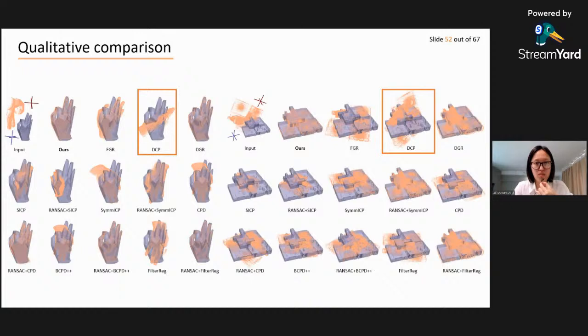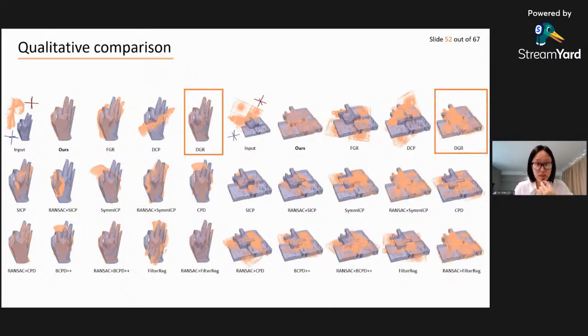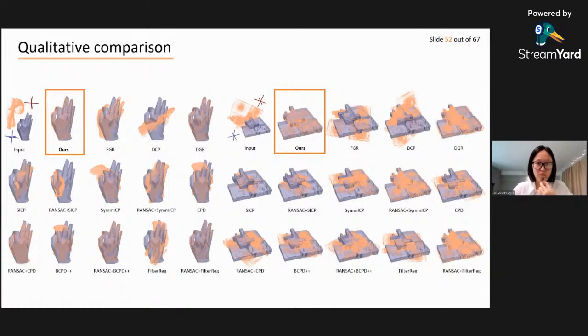DCP fails to register point clouds with large numbers of points due to its high memory consumption of the transformer architecture. DGR is able to produce more accurate correspondences. Our method recovers well the alignment for both types of objects, achieving a good level of accuracy.